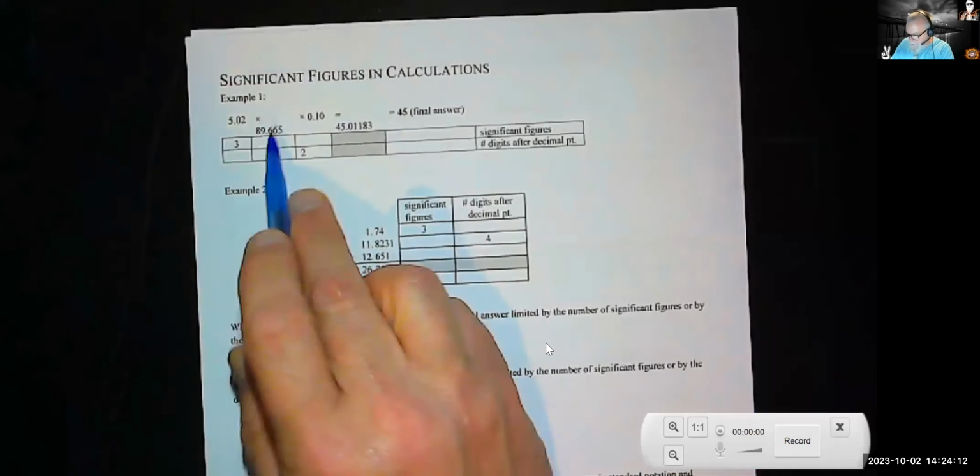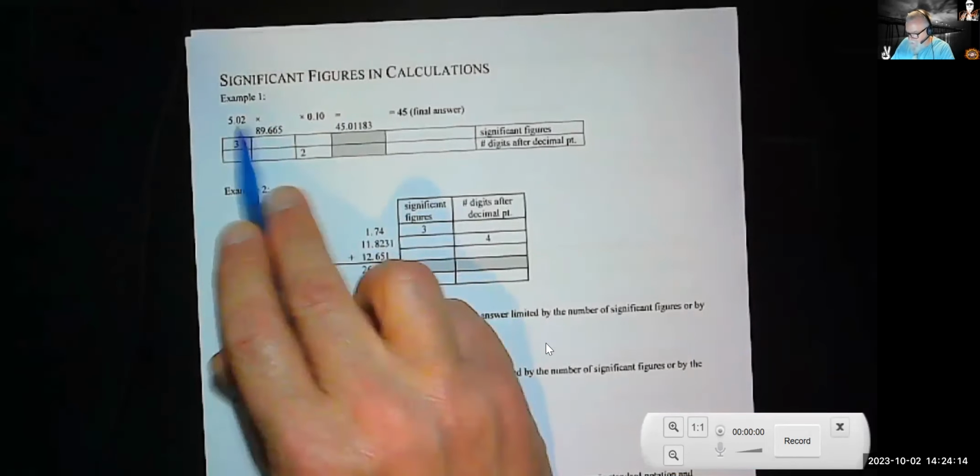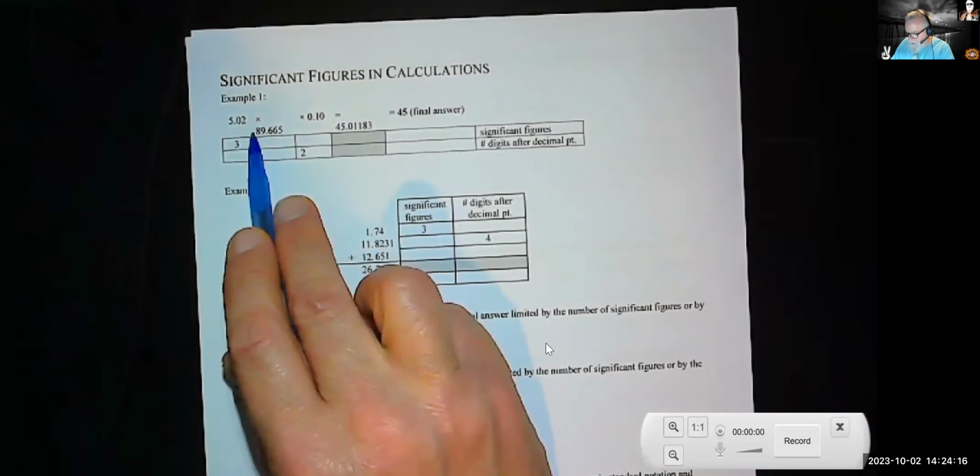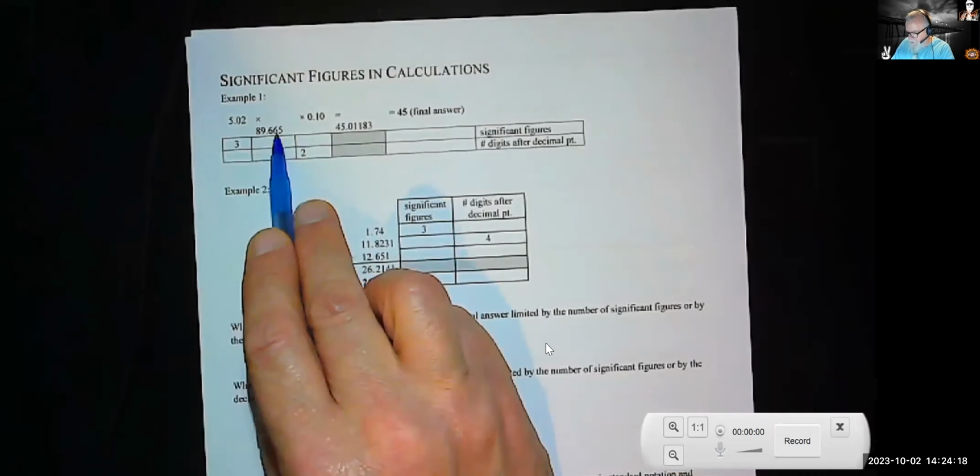All right, so let me share screens here. There we go. Okay. So what we're looking at here is a calculation: 5.02 times 89.665 times 0.10. And this is the answer you get from your calculator, and this is our final answer.